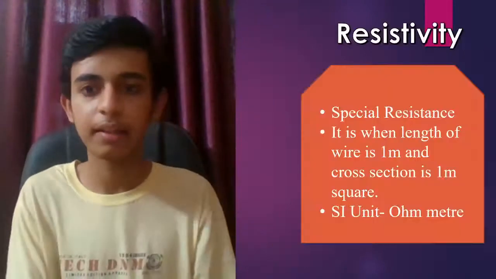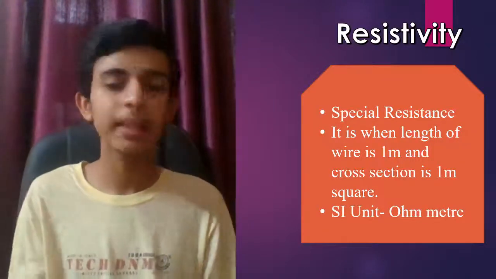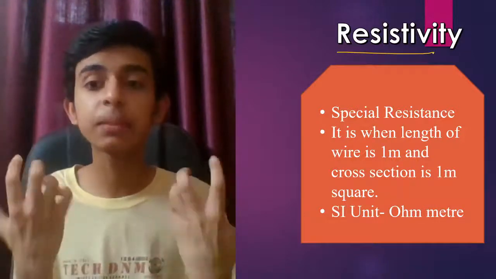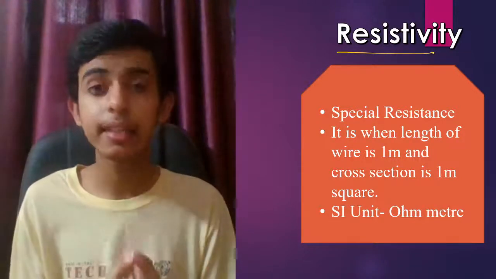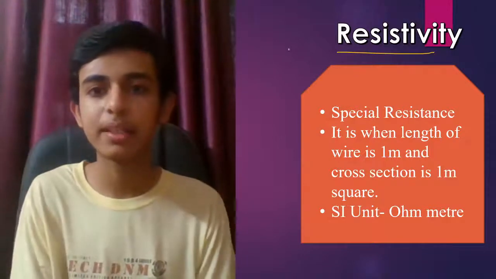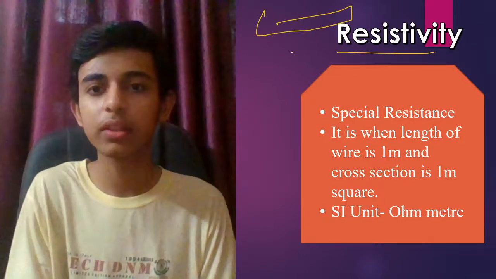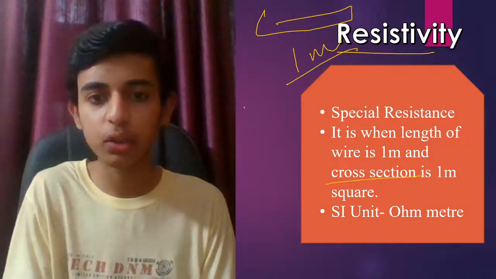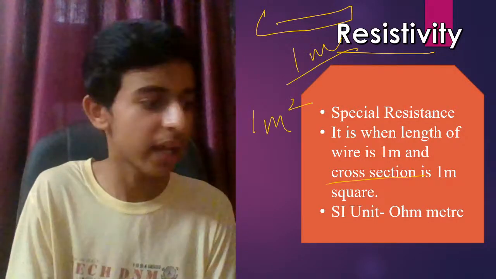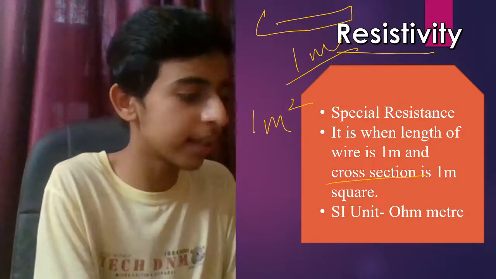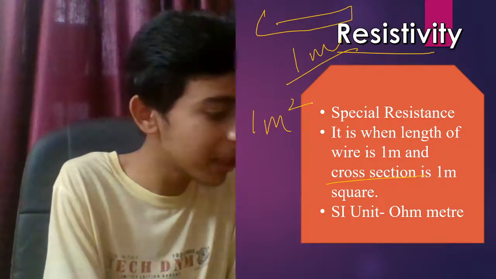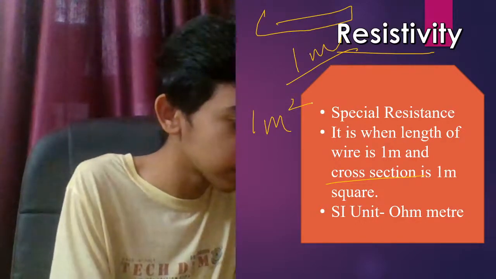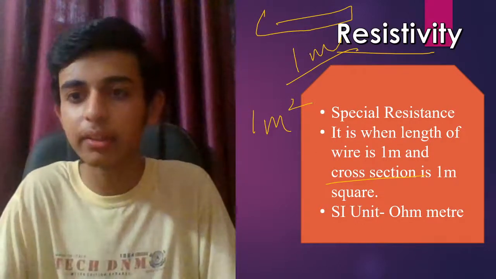Okay, fine. Now we are moving on to resistivity. What is resistivity? Resistivity is a special resistance. It is the resistance when the length of the wire is 1 meter and the cross section area is 1 meter square. Then this is your resistivity. Clear? Menti will be there. Do not worry. Okay, so this is going to be your resistivity.